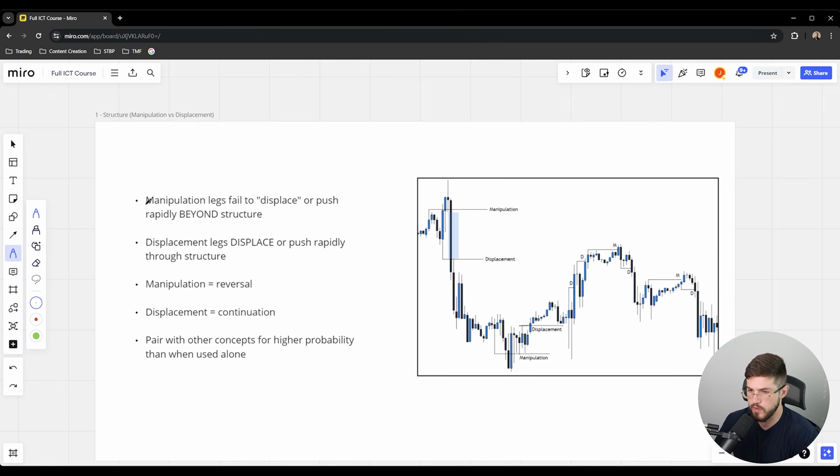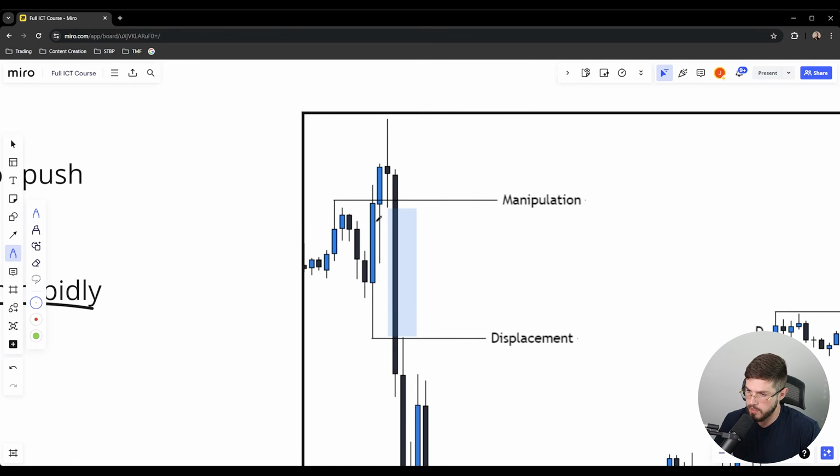So to review, manipulation legs fail to displace or push rapidly beyond structure, and displacement legs, well, they displace or push rapidly through structure. If you get manipulation, you're going to look for reversal. So notice right here, the market pushed up through a high, and we did not form any fair value gaps. We didn't get a real energetic push. And what happened? The market reversed.